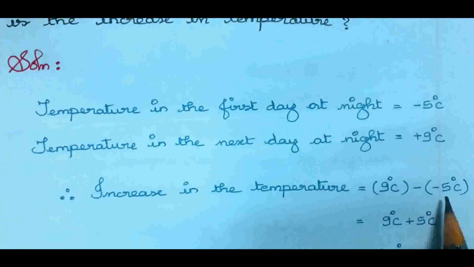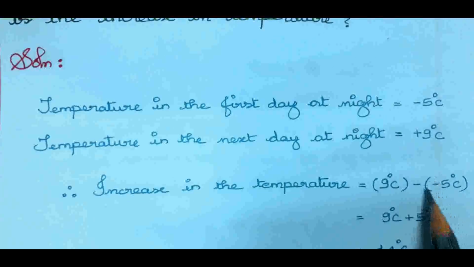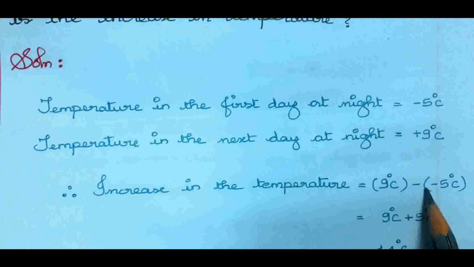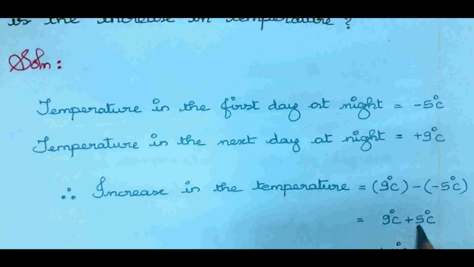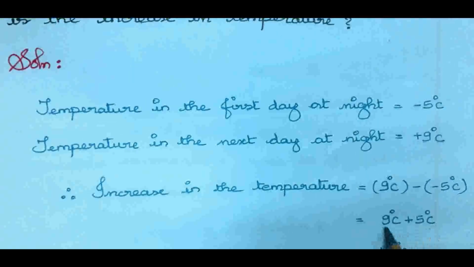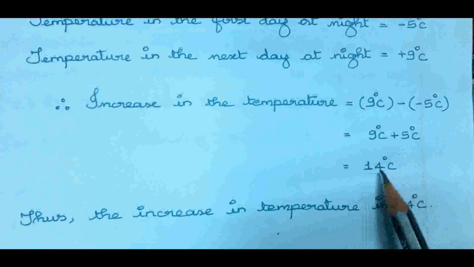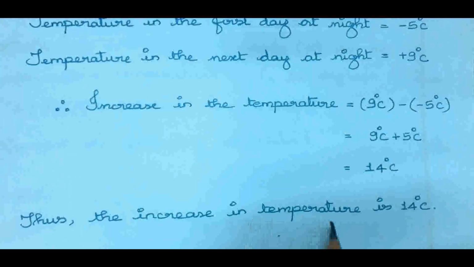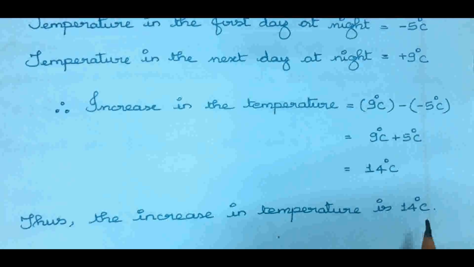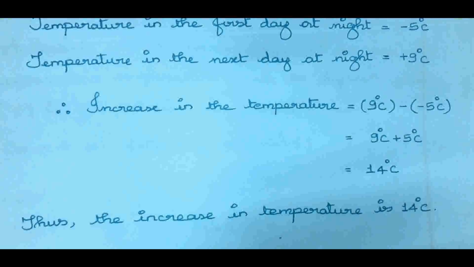When we subtract both, the minus and minus next to the bracket, I have said that it is multiplication. So minus into minus is plus. So 9 degrees Celsius plus 5 degrees Celsius, 9 plus 5 is 14 degrees Celsius. Thus, the increase in temperature is 14 degrees Celsius. Clear?